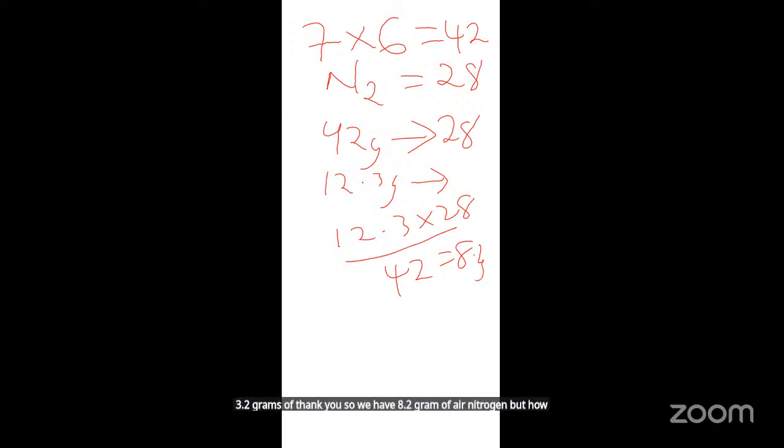But how many grams of nitrogen were we given? 33.6 gram of nitrogen was used. So which one is the limiting reagent? Put that in the chat. Lithium. Thank you very much. Lithium is the limiting reagent.